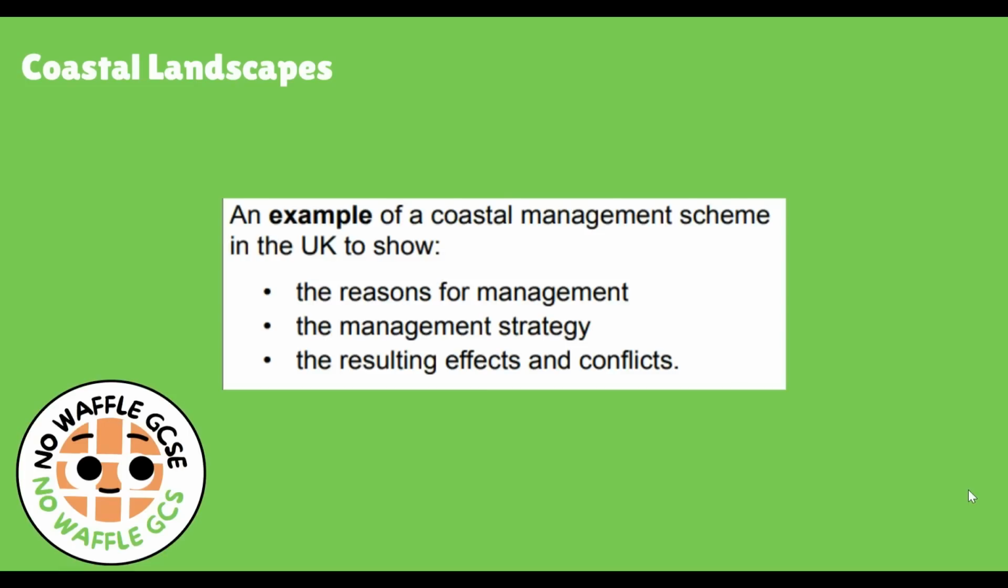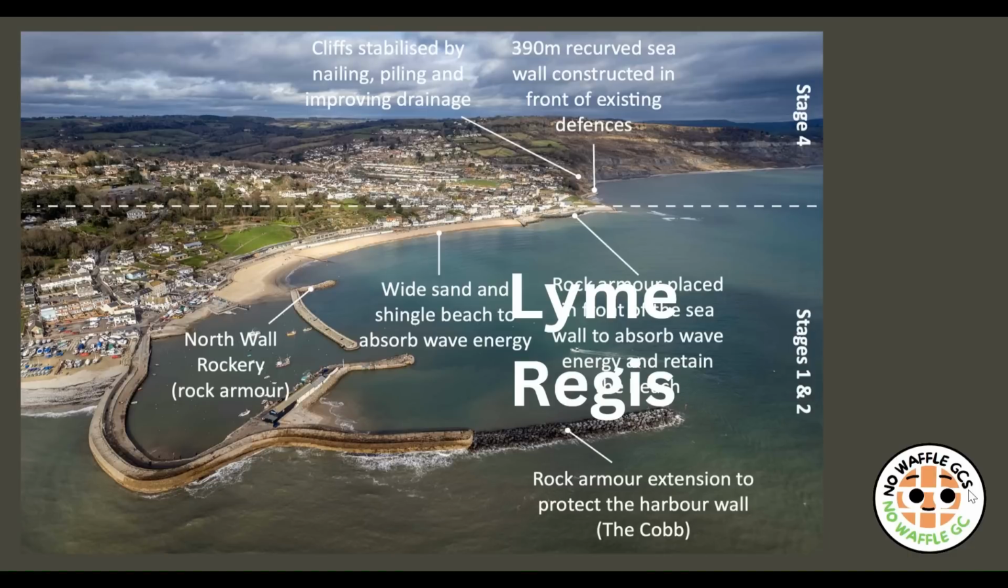Moving on to the next example, which is an example of a coastal management scheme to show the reasons for management, the strategy itself, and the resulting effects and conflicts. So we will be looking at Lyme Regis. Now you can see the different coastal management strategies here. Sorry, the title was kind of blocking some of the writing.